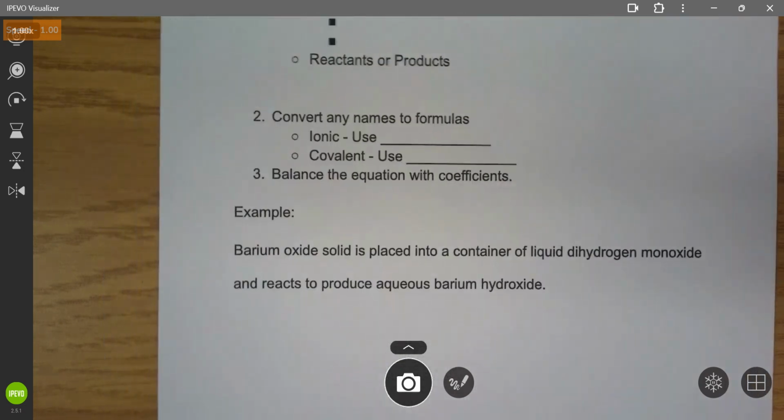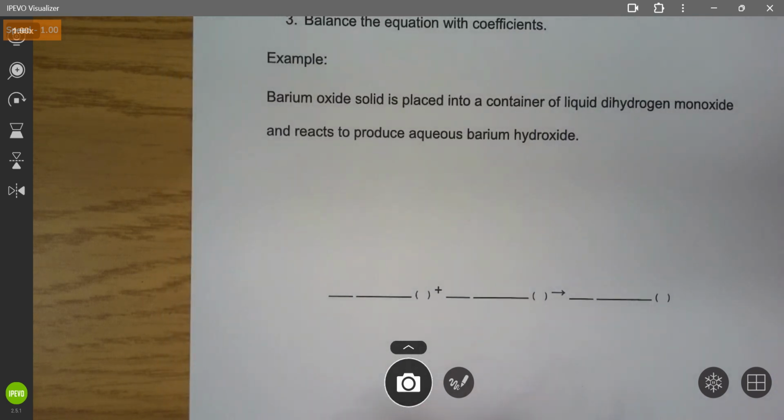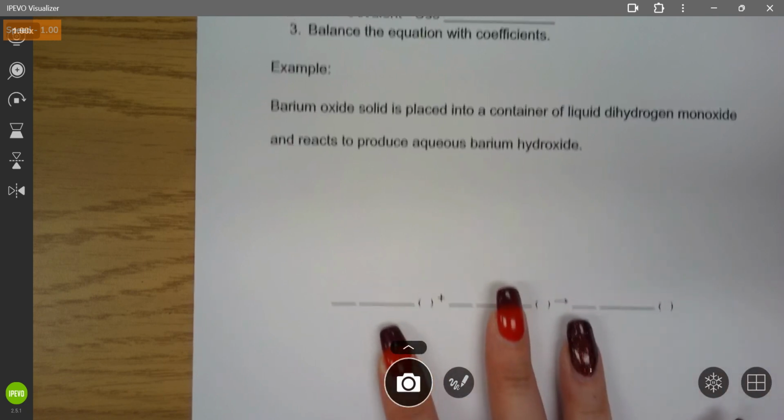So, I have an example at the bottom here, and this is the one we're going to use. Barium oxide solid is placed into a container of liquid dihydrogen monoxide and reacts to produce aqueous barium hydroxide. So we're going to take that sentence and convert it into a chemical equation in this format down here. So we have our format set up for coefficient, compound, state, coefficient, compound, state, coefficient, compound, state. So that's what we're going to be using.